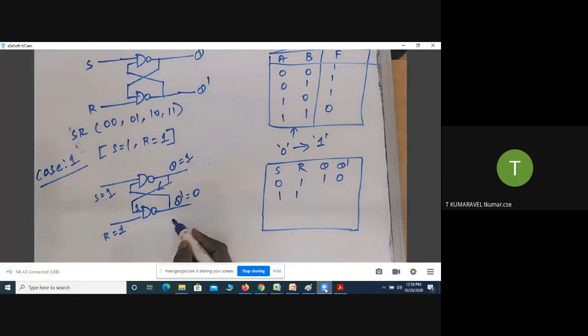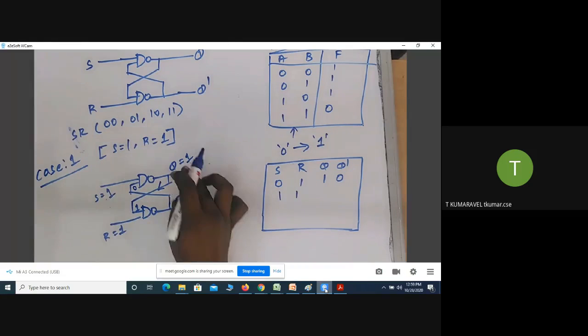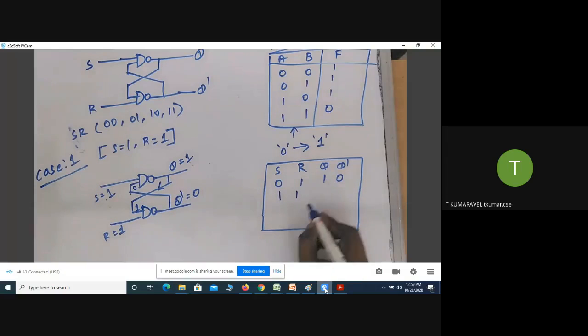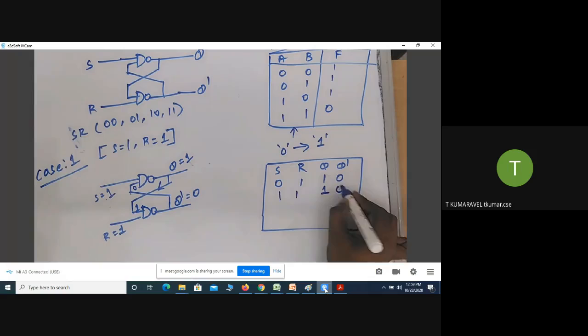You can work it out in any order. Here I am going to work it out from here to there. The previous stage output is equal to 1. This is the input for here. Both inputs are 1, so the output is 0. This is a feedback for here. So 1 0, what is the output? Q is 1. So if both inputs are 1, it will retain the previous state. Is it okay for you?